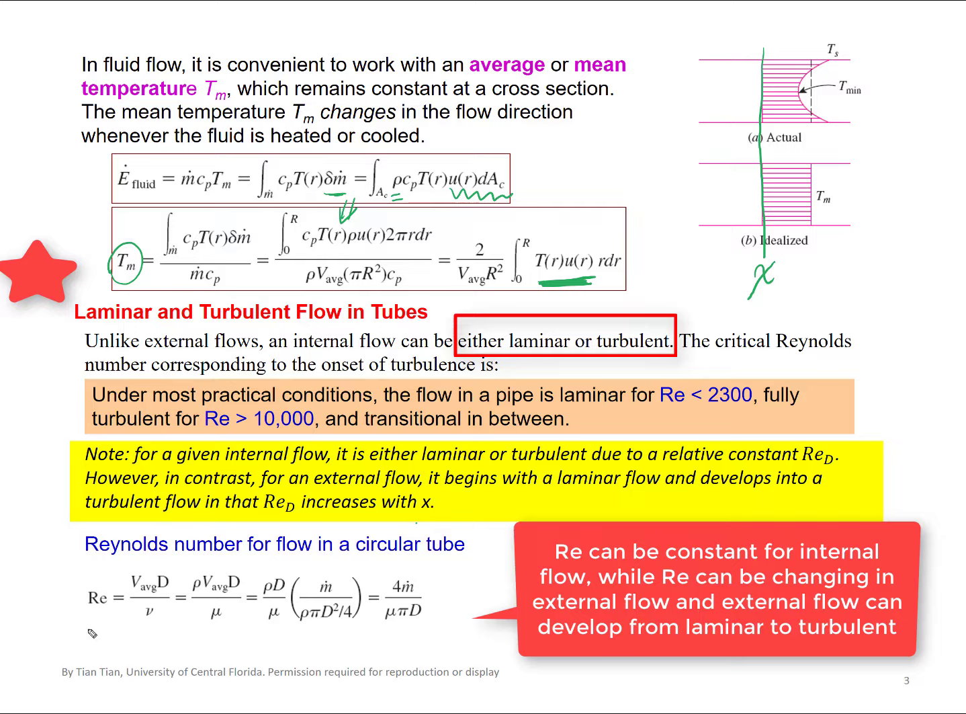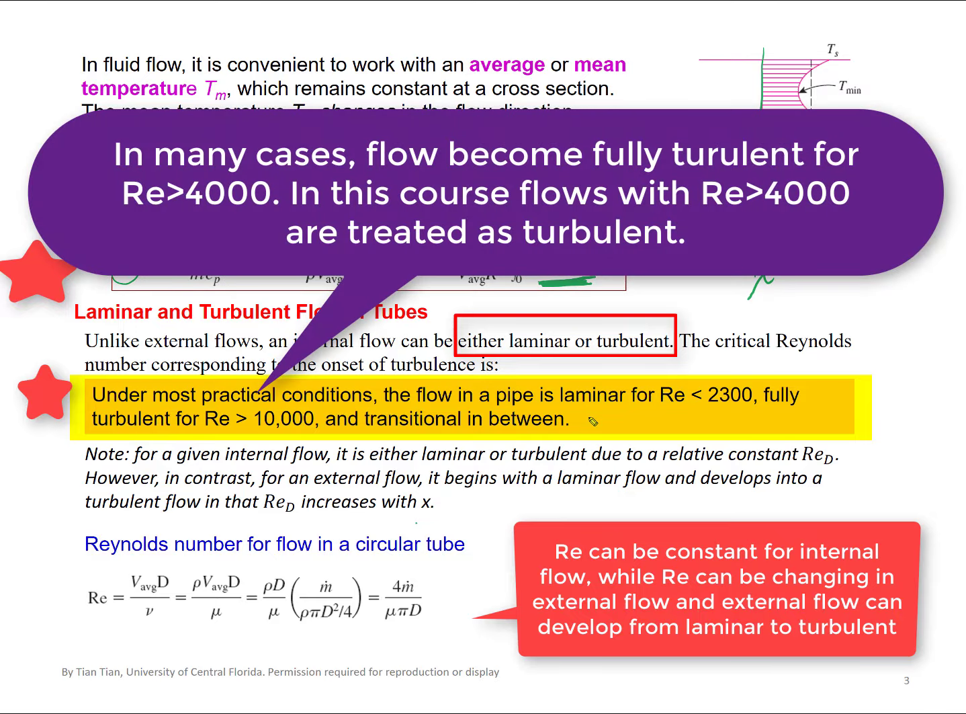We know for external flow over a flat plate, the critical Reynolds number is 500,000. Then what about internal flow? Under most practical conditions, the flow in a pipe is laminar for Reynolds number smaller than 2300. The flow is fully turbulent for Reynolds number larger than 10,000 and transitional in between. But please pay attention here. It should be kept in mind that in many cases, the flow becomes fully turbulent for Reynolds number larger than 4,000.